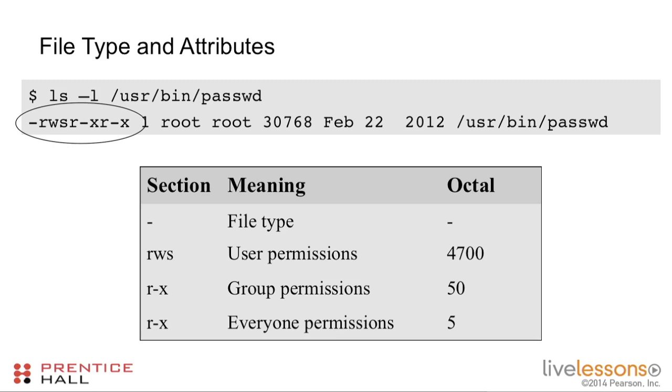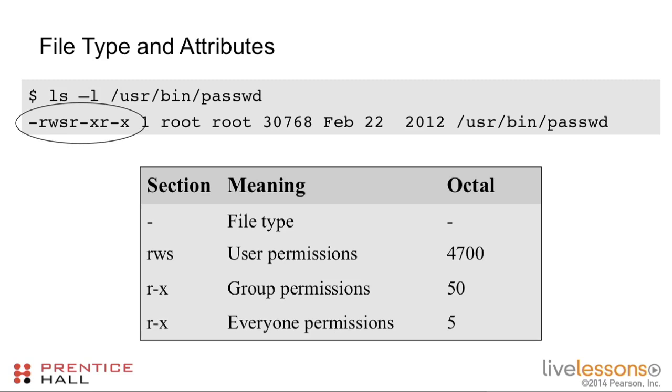Here's an example of a long listing of the /usr/bin/passwd binary. This is the file that we use to change the password for a user on the system. Let's look at the permissions in detail. So we have 10 bits here, but only 9 of them are relevant for our current discussion. So starting with rws, these are user permissions. These are permissions that the owner of the file is allowed to take on that file.